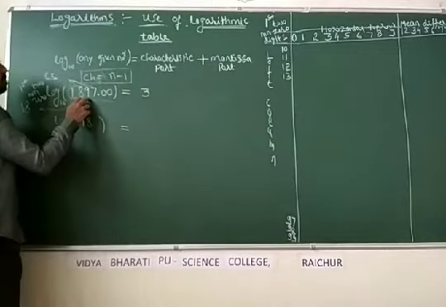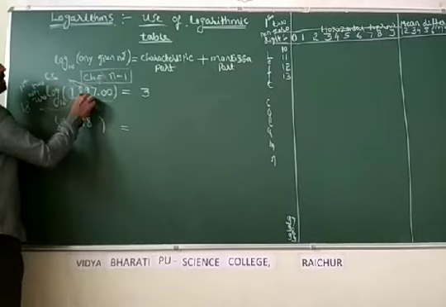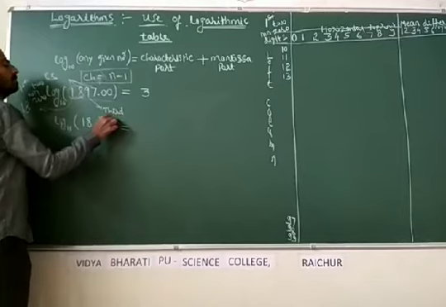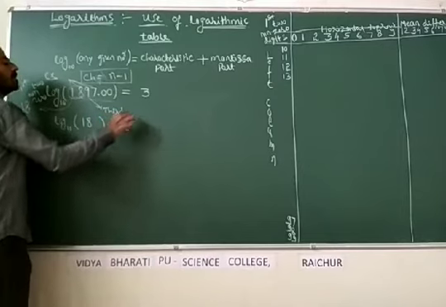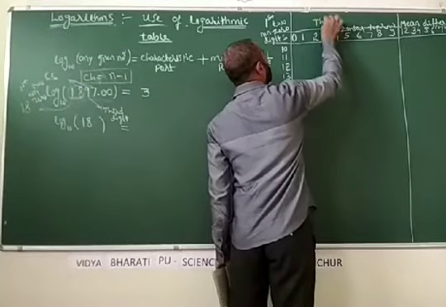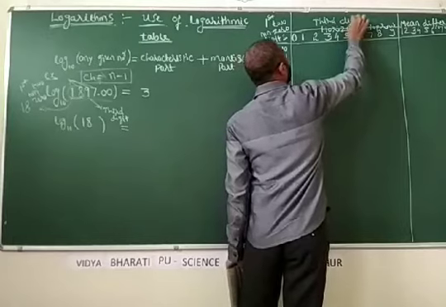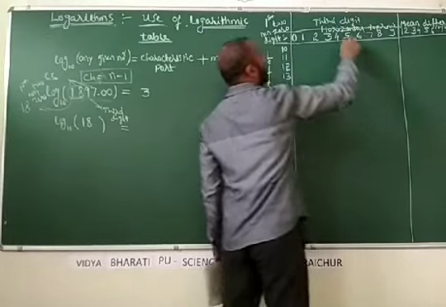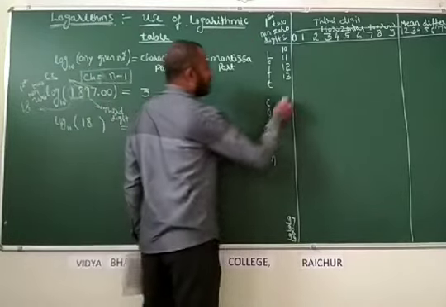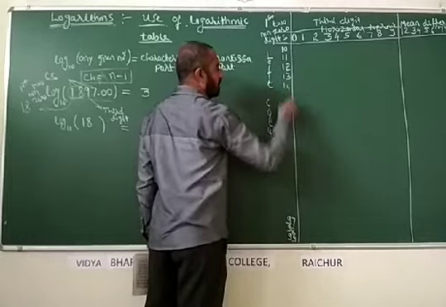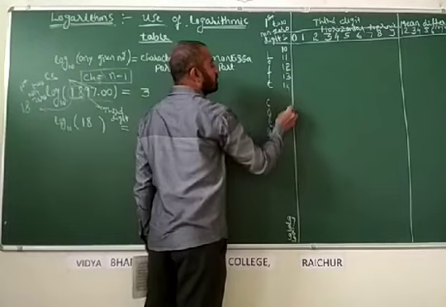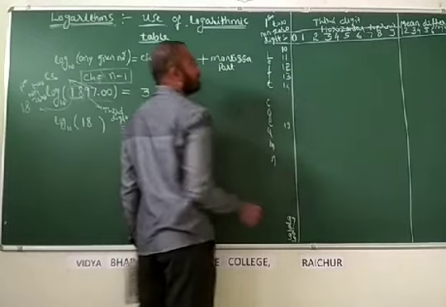What is the third digit in this example? 9 is the third digit. This third digit should be located in the top row. It means 18 I have to see here in this left column, which starts from 10, 11, 12, 13, 14, 15, 16, 17, 18, somewhere here.